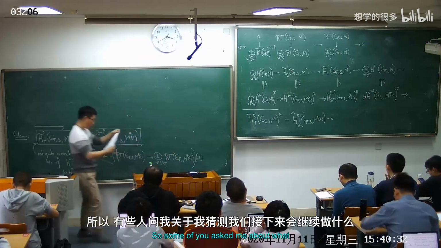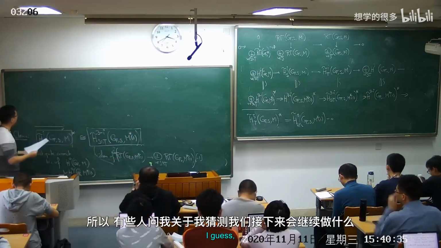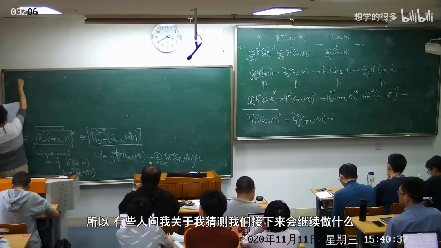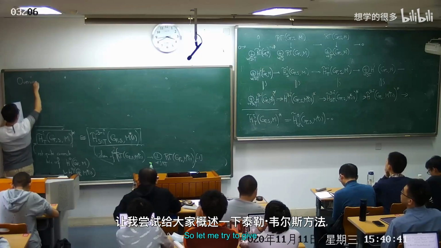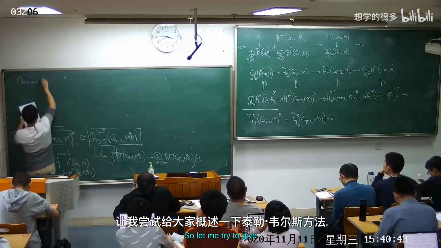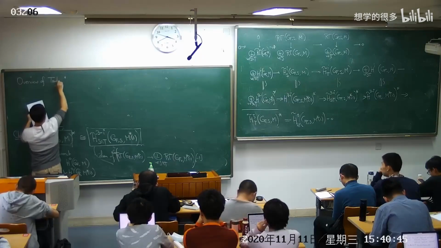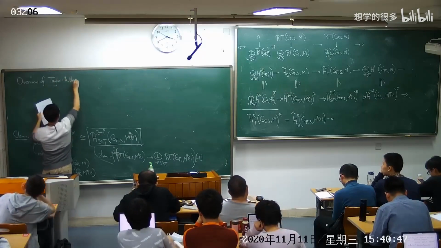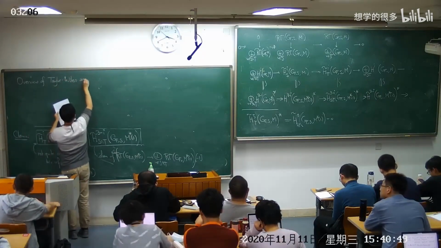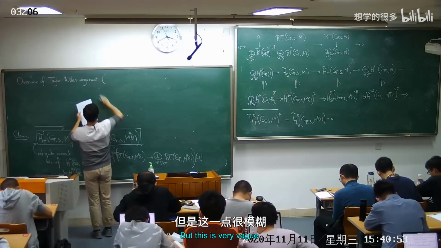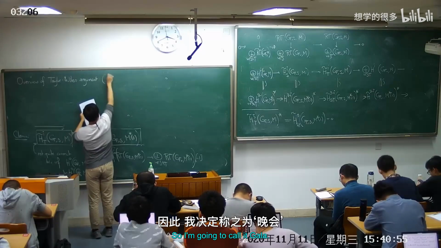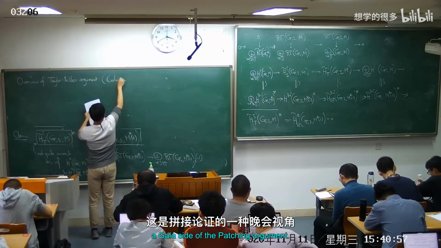So some of you asked me what we're going for with this. So let me try to give an overview of the Taylor-Wiles method. But this is very vague. So I'm going to call it Galois. So this is the Galois side of the patching argument.